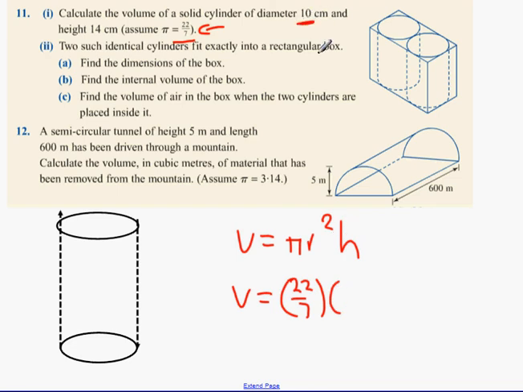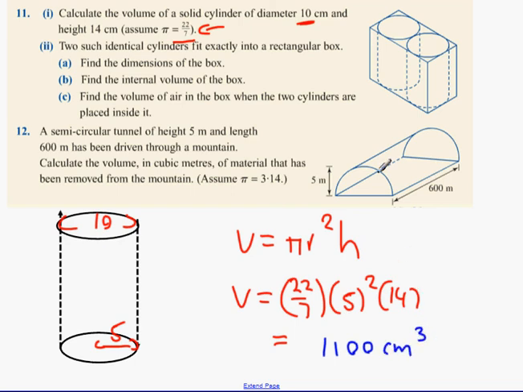It has a diameter of 10. What does that mean? That's 10. What's halfway? 5. So it has a radius of 5. What's the height? 14. Okay, put that into the calculator and tell me what you get. About 1100. 1100 centimeters cubed. Okay, guys.